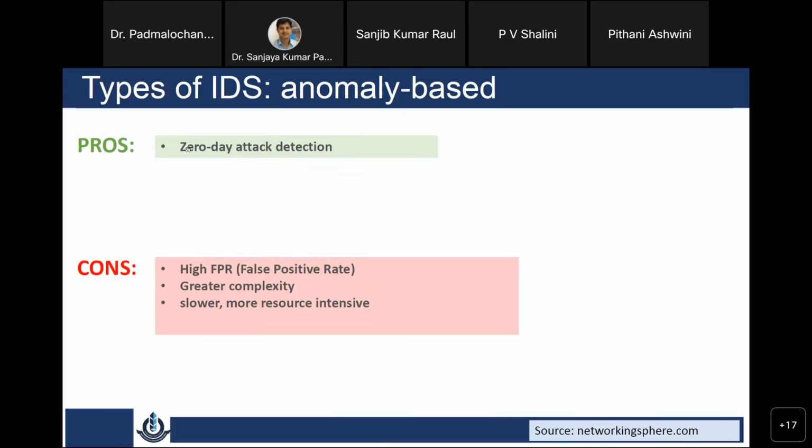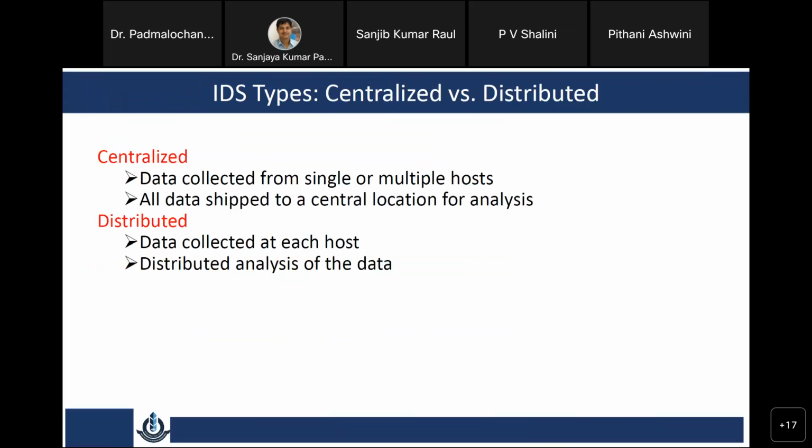However, because of the main advantage, that it can detect many novel attacks, therefore today most of the practical IDS systems developed by various network vendors or security vendors are anomaly based. Centralized and distributed I already mentioned.